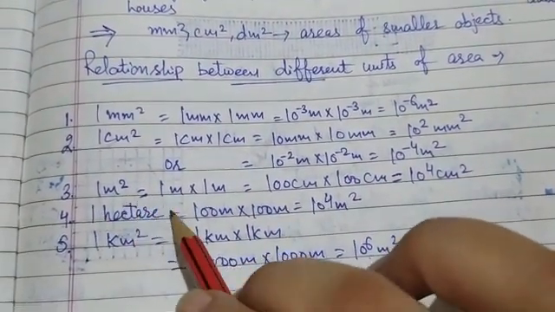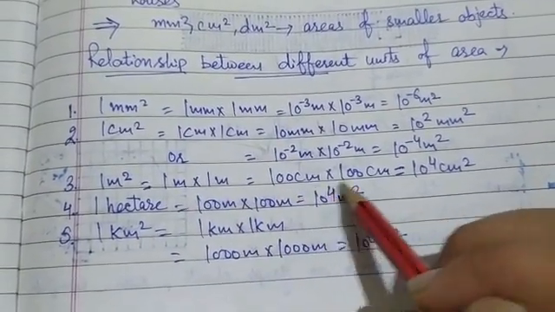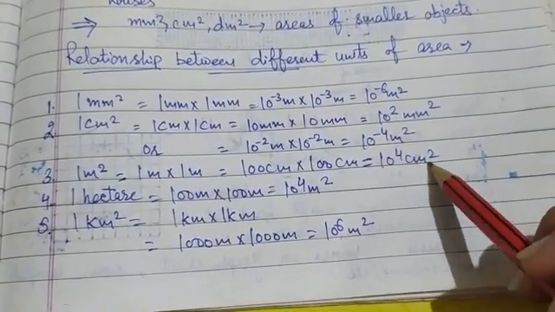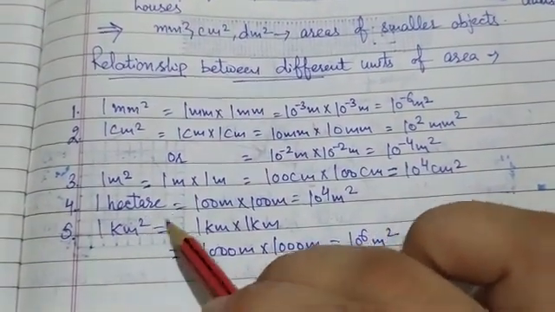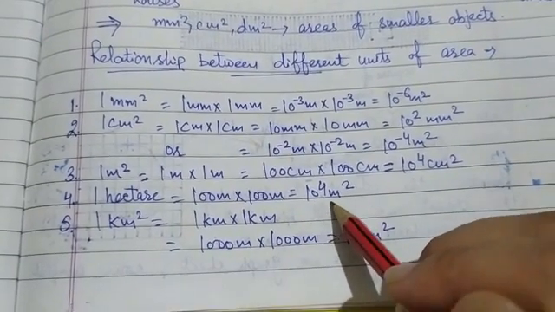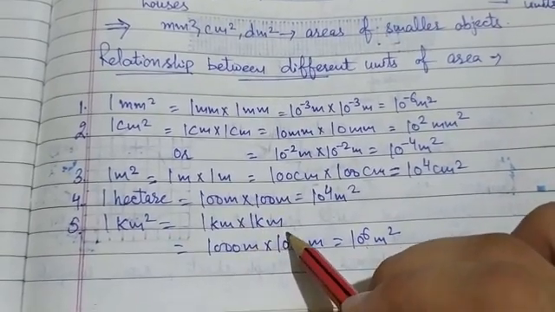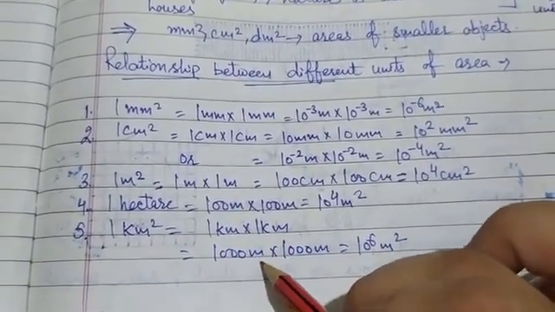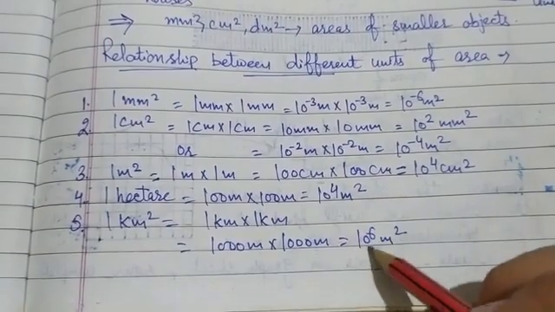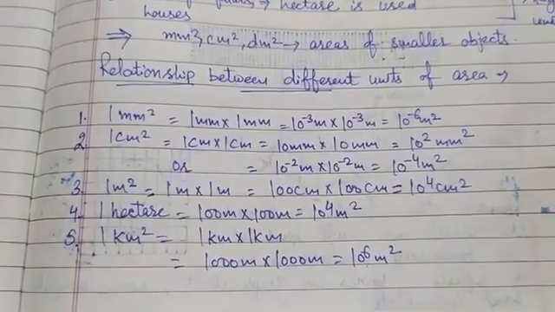Next one is 1 meter square, which can be written as 1 meter multiplied by 1 meter, or in terms of centimeters it can be written as 100 centimeter multiplied by 100 centimeter, that is equal to 10^4 cm². Next one is 1 hectare. 1 hectare is equal to 100 meters multiplied by 100 meters, that will be equal to 10^4 m². And 1 kilometer square can be written equal to 1 kilometer multiplied by 1 kilometer. 1 kilometer is equal to 1000 meter, so this is also 1000 meter multiplied by 1000 meter, that will be equal to 10^6 m². So this is the relationship between different units of area.